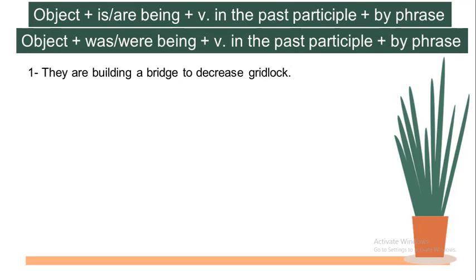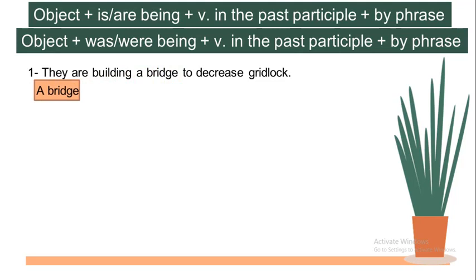They are building a bridge to decrease gridlock. They are building a bridge. What are they building? A bridge. So the receiver of the action is a bridge, and we will start with that. They are building. Are building.